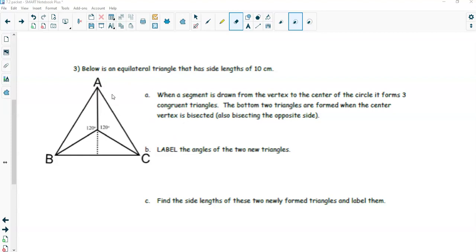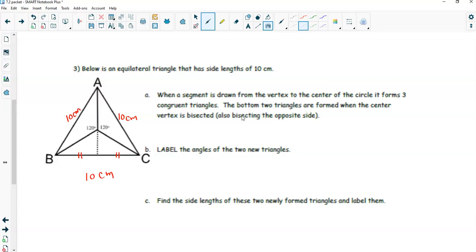Application problem. It says below is an equilateral triangle that has side length of 10 centimeters. So that means this is 10 centimeters. This is 10 centimeters. This is also 10 centimeters because it's equilateral. Remember, all sides are equal size, right? Notice it says when a segment is drawn from the vertex to the center of the circle, it forms 3 congruent triangles. The bottom 2 triangles are formed when the center vertex is bisected. That means this is bisected right here.